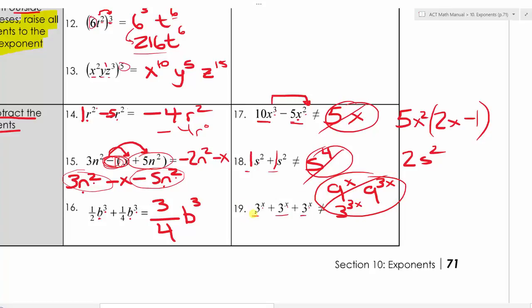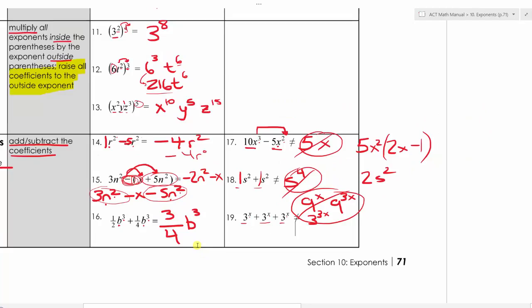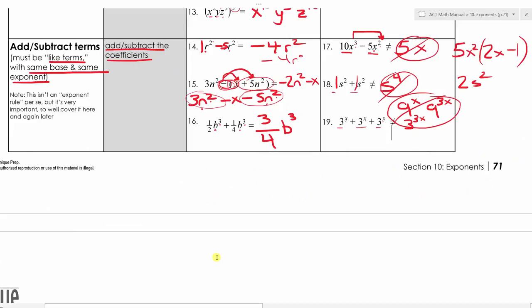There is a way to simplify 3 to the x plus 3 to the x plus 3 to the x. And if you're interested to know how, you can always ask your tutor.